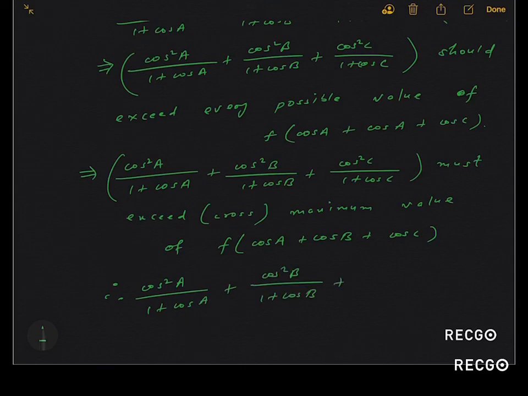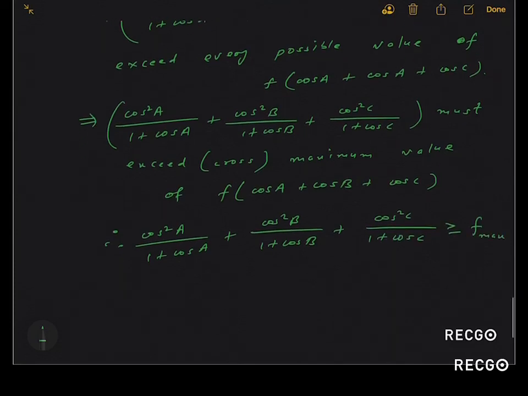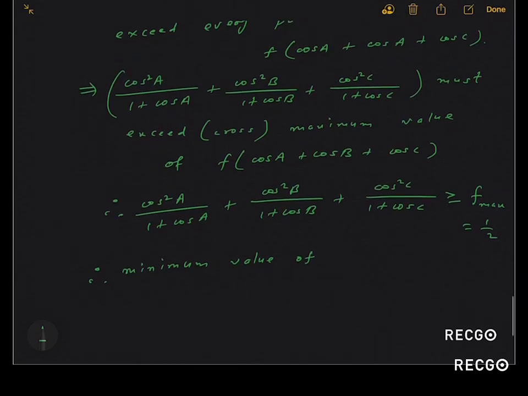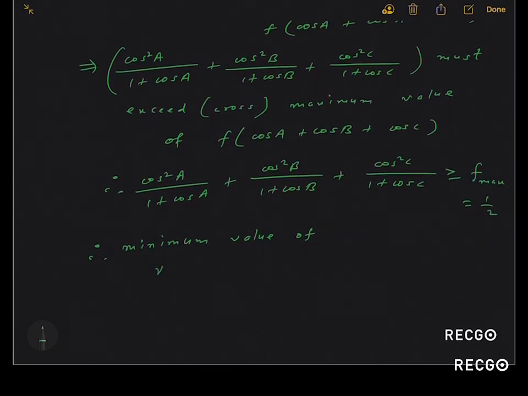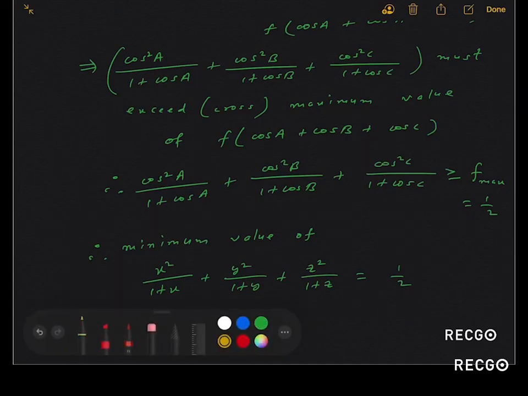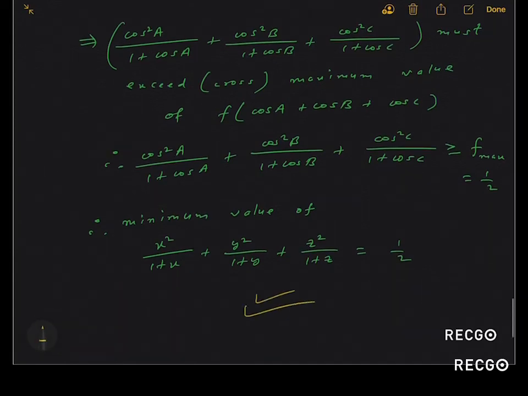So therefore the minimum value of the expression on the left hand side should be equal to the maximum value of the expression on the right hand side, so that the expression on the left hand side exceeds all possible values of the expression on the right hand side. Therefore the minimum value of our expression on the left hand side, which was x square by 1 plus x plus y square by 1 plus y plus z square by 1 plus z, is equal to 1 by 2. And this is a really fantastic result, a fantastic solution.